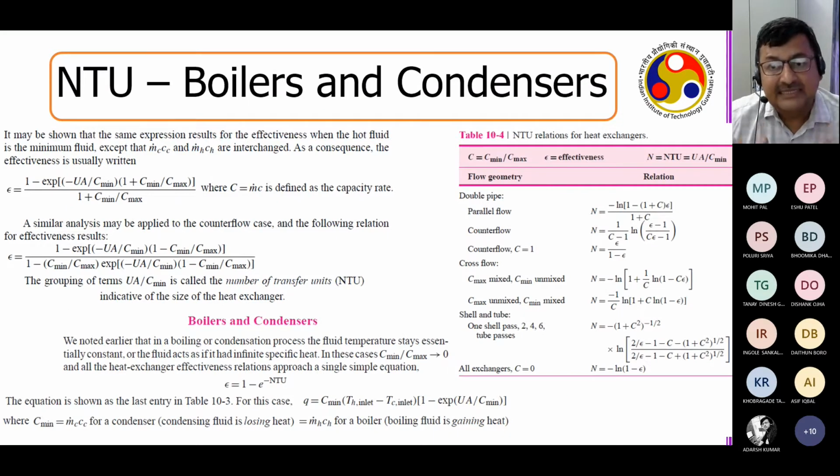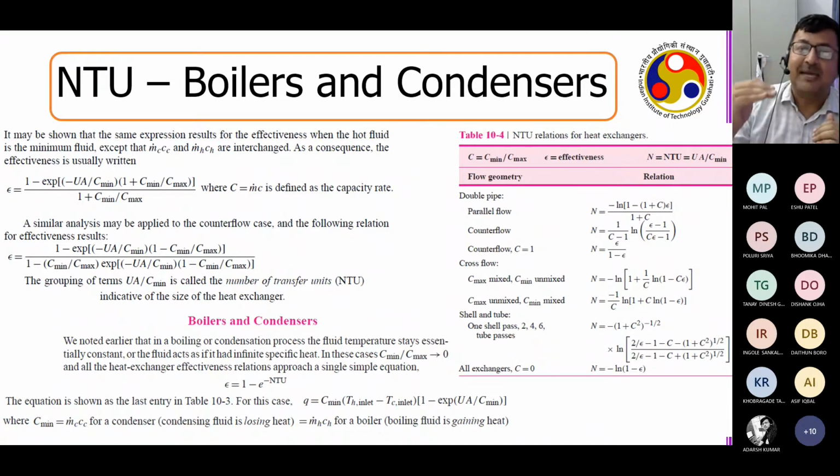Now, these NTU and effectiveness factors are two major ones. Say once you are done with the design, the number of transfer units will decide how many tubes there are in a shell, and how many plates there will be in a plate type heat exchanger. You are given a load. When you are designing a particular process, you are given a load.